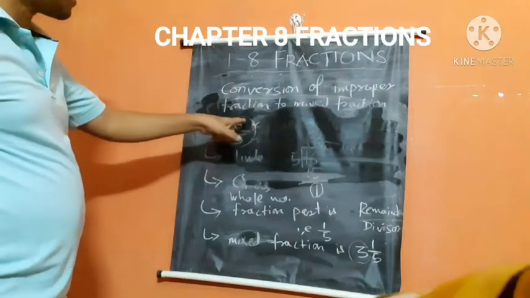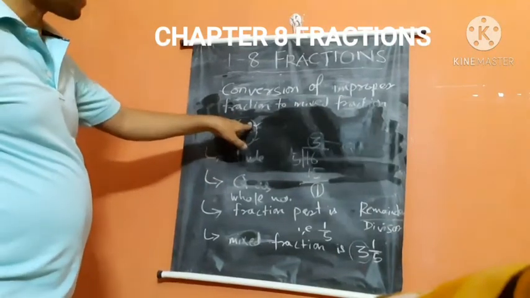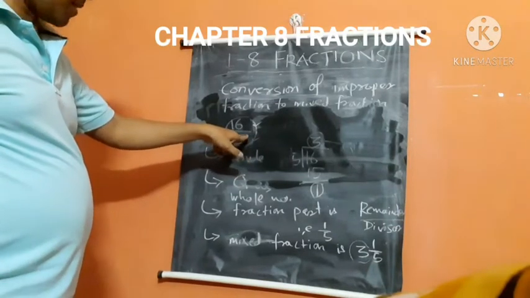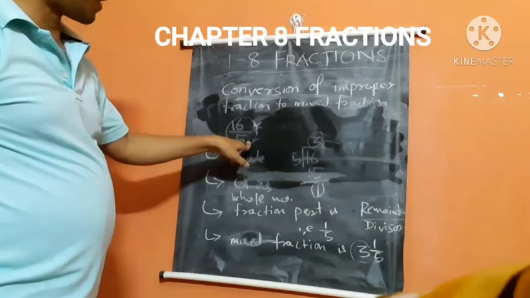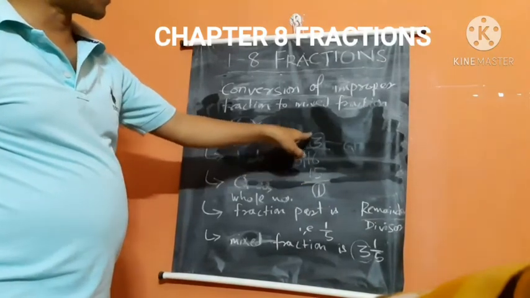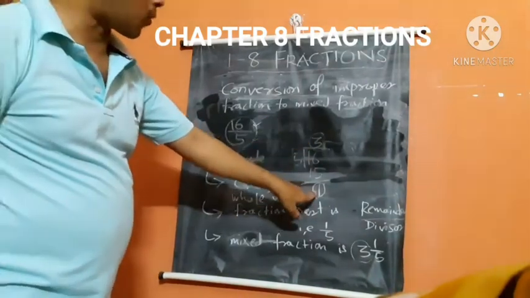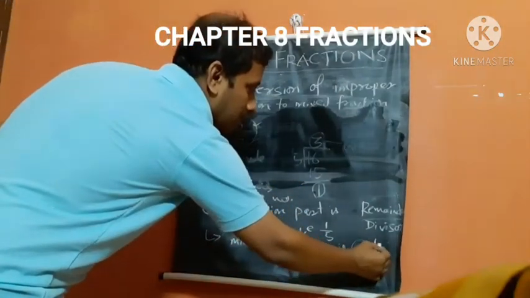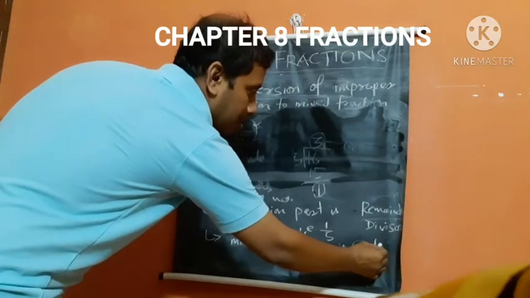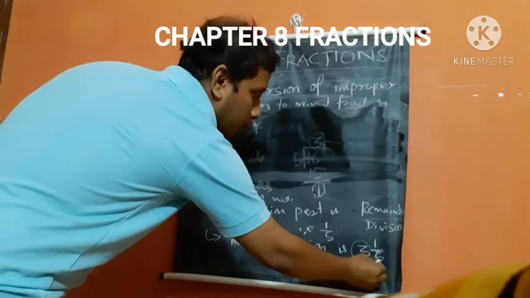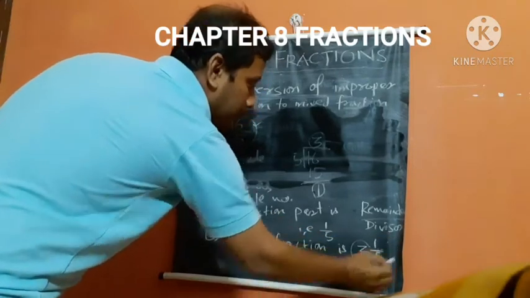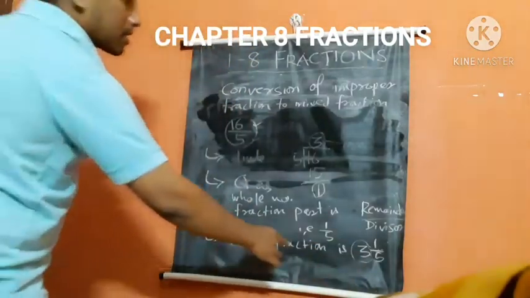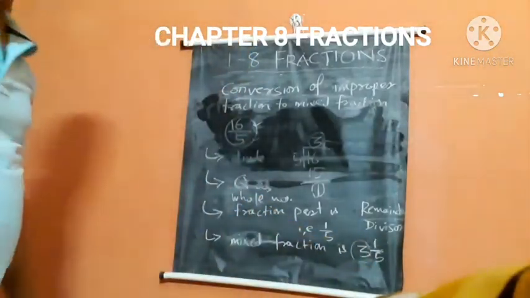So in the first step, if an improper fraction is given, you divide it by the given denominator, which here was 5. 16 divided by 5 gives the quotient 3 and the remainder 1. In the numerator part we write the remainder, in the denominator part we put the same divisor, 5, and the quotient we put as the whole number. So the mixed fraction we got is 3 1 by 5. Got it?